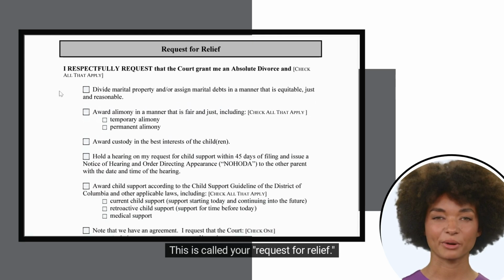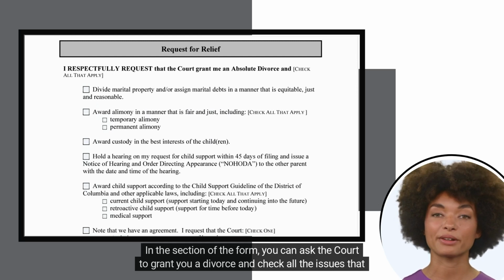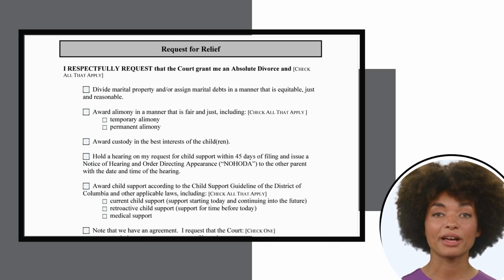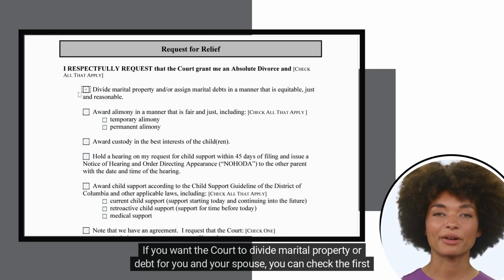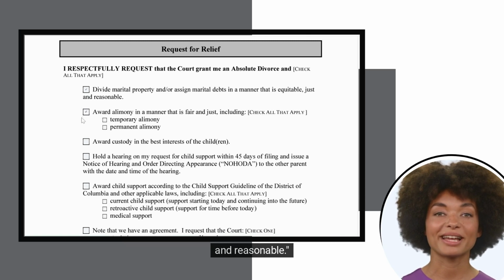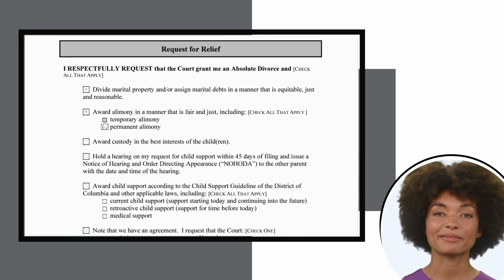Finally, you need to tell the court what you are asking for. This is called your request for relief. In this section of the form, you can ask the court to grant you a divorce and check all the issues that you want the court to decide for you. If you want the court to divide marital property or debt for you and your spouse, you can check the first box, which says, divide marital property and/or assign marital debts in a manner that is equitable, just, and reasonable. If you want alimony, you can check the second box.